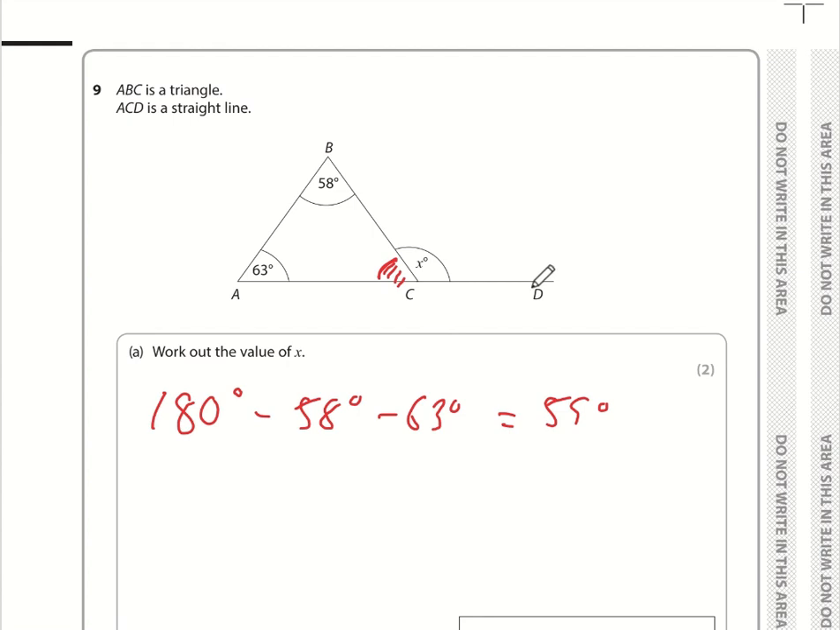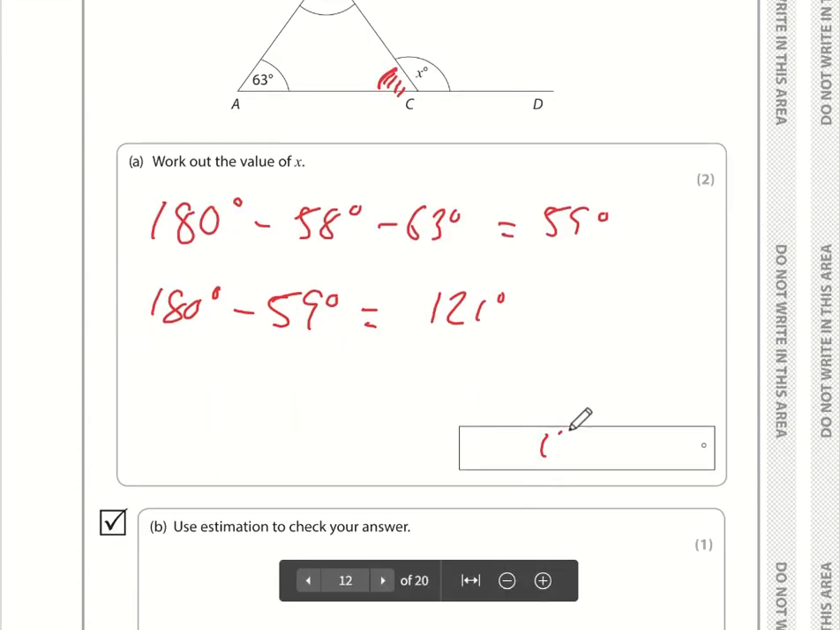Now ACD is a straight line. Angles on a straight line add up to 180. So 180 degrees, take away the 59 degrees, that comes to 121 degrees. There we go.